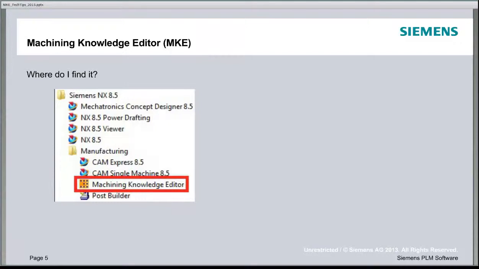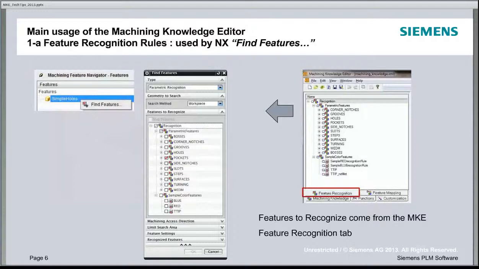If you followed the first two sessions, you will have seen how end users use this, and the Machining Knowledge Editor is definitely an admin job, where probably a single expert or a small group of experts within your company configure how feature-based machining works. Where do you find it? You start it from your start menu under Siemens, whatever version you have, Manufacturing, Machining Knowledge Editor. And you'll see me use it in a minute.